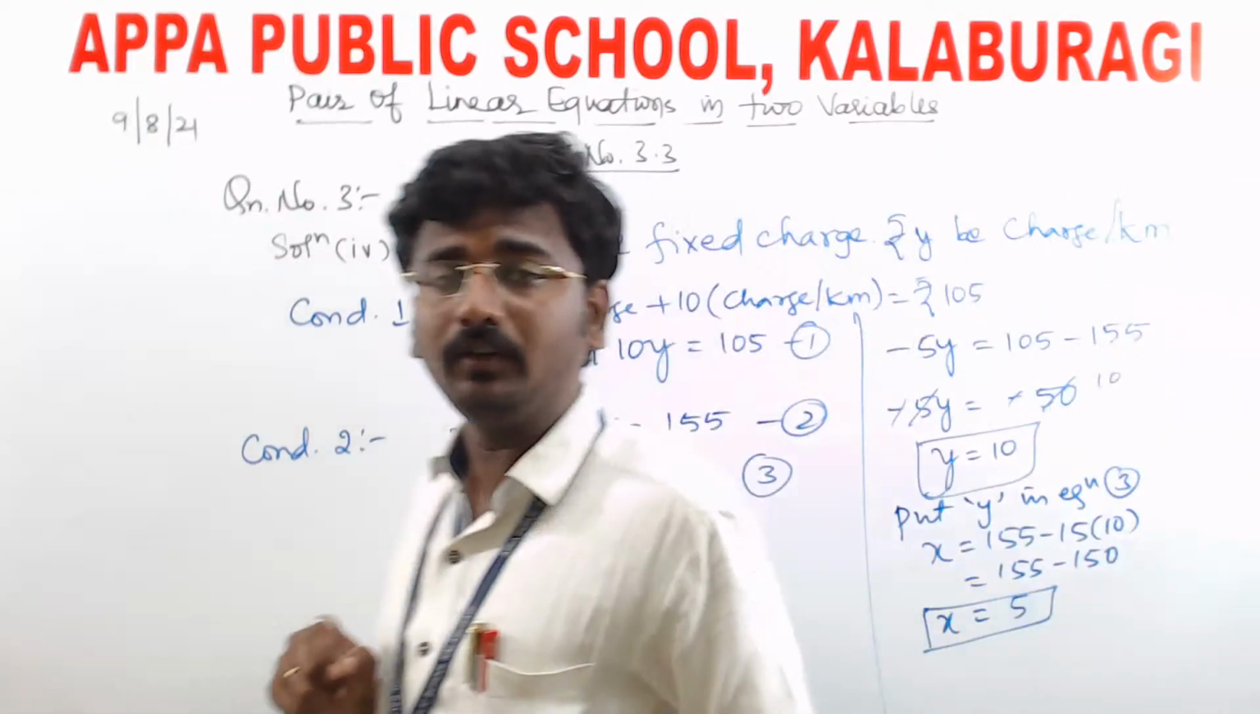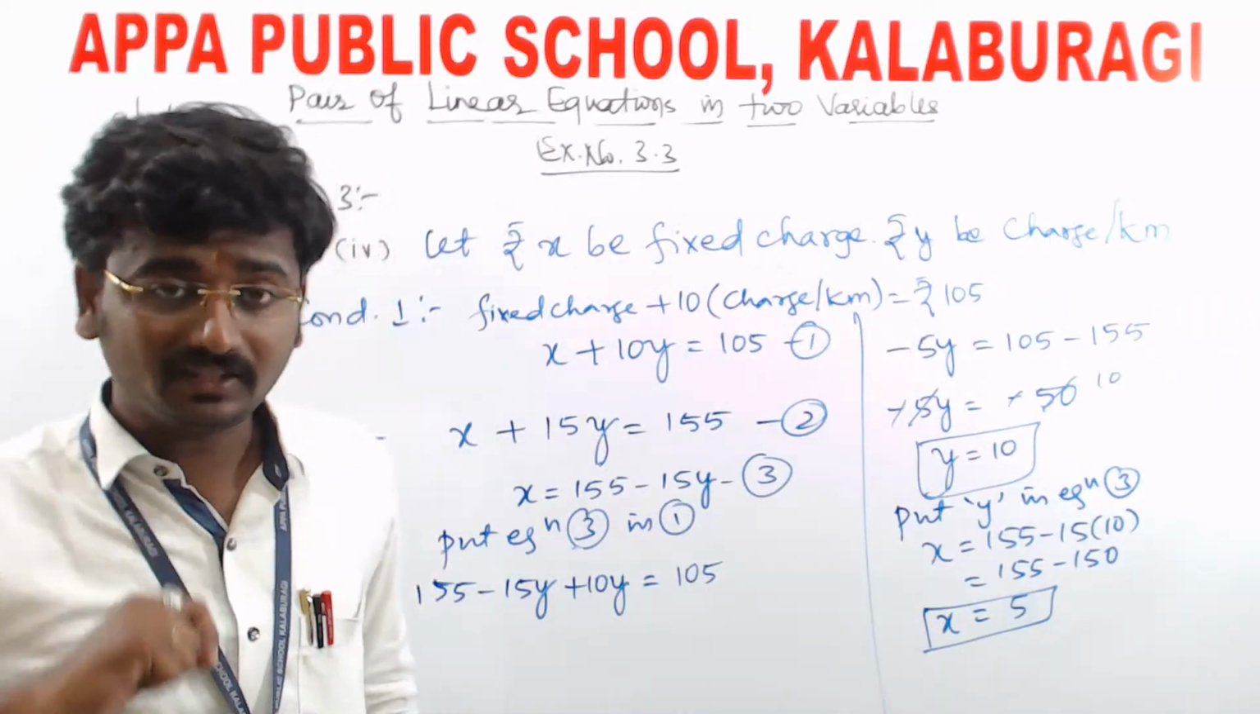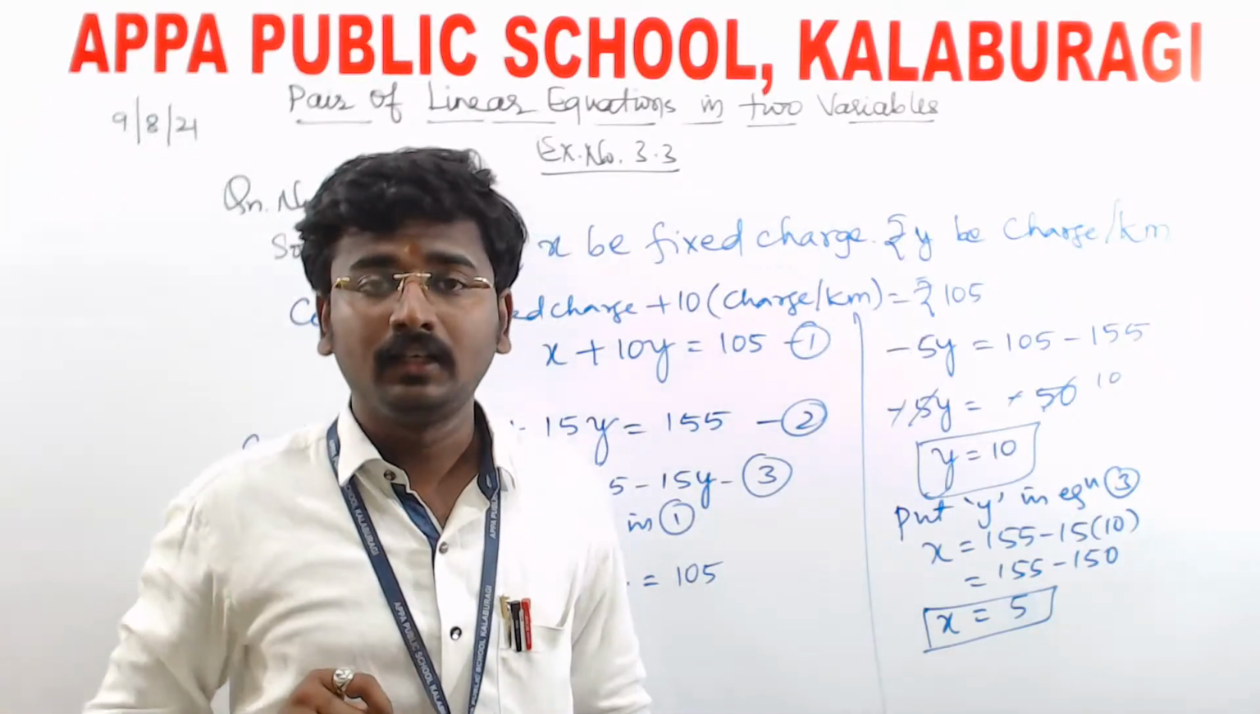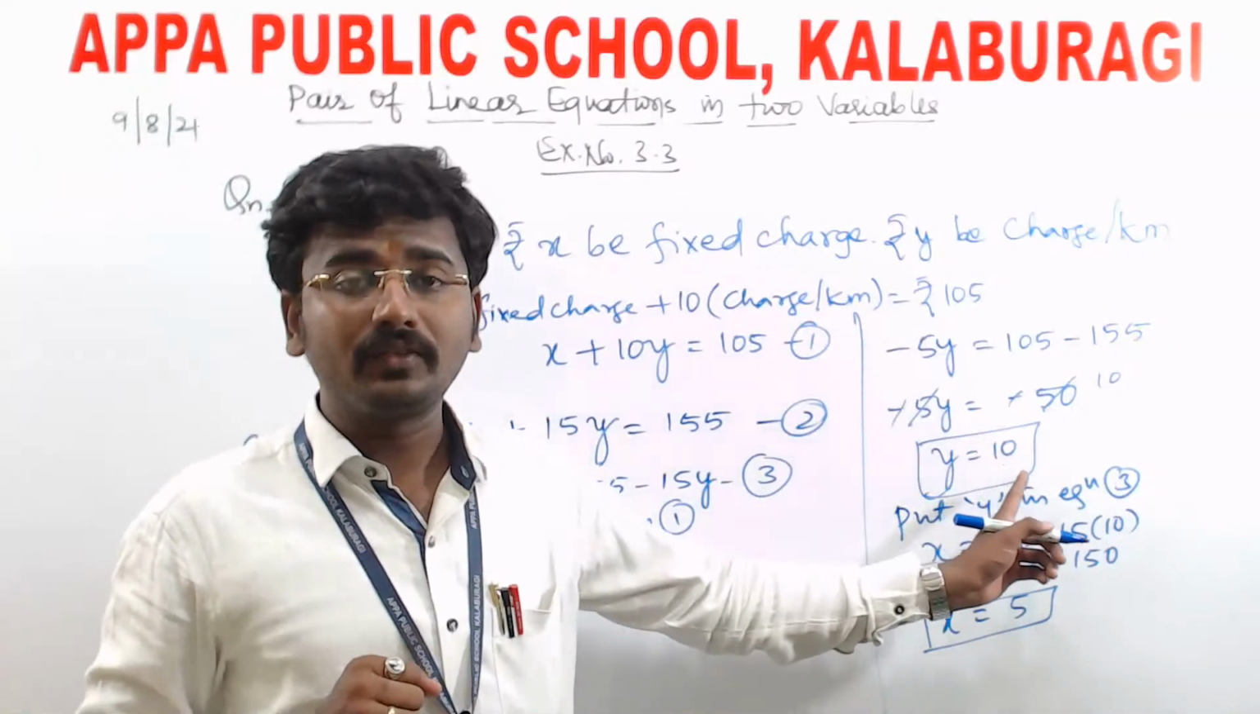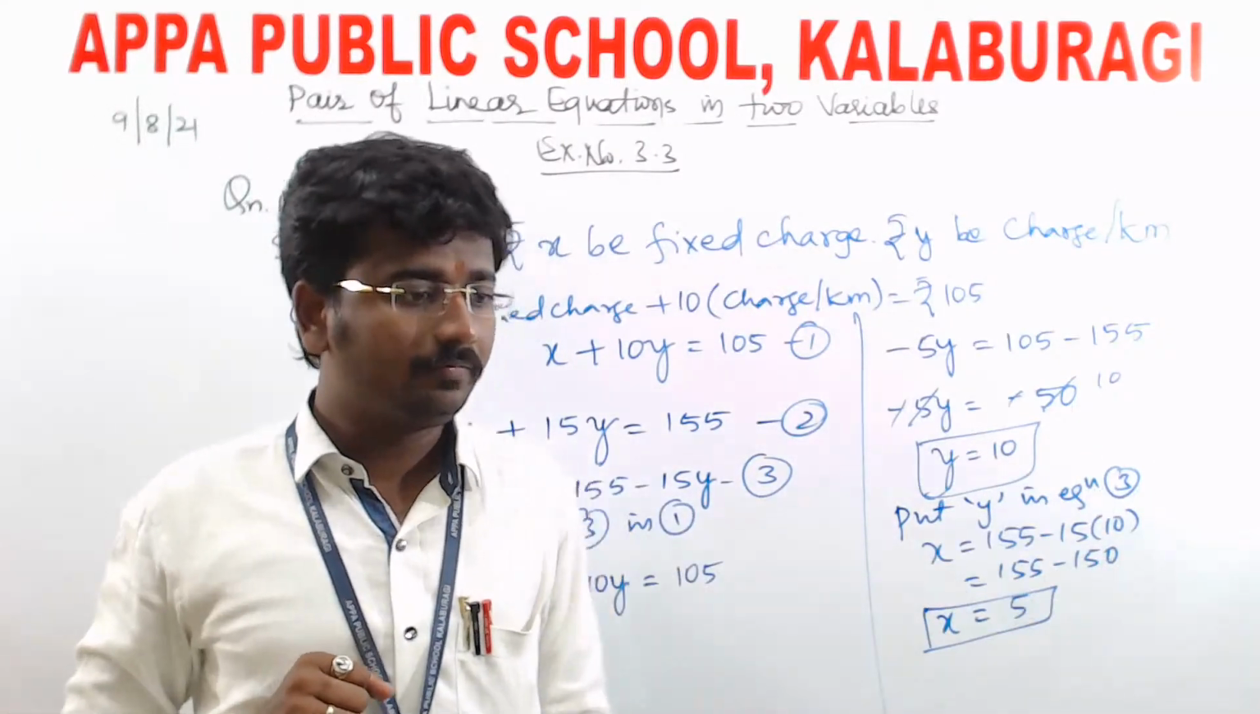Now what is this x we have taken? Fixed charge. So the fixed charge would be rupees x, and extra charge, whatever distance extra is covered, would be rupees 10 per kilometer.